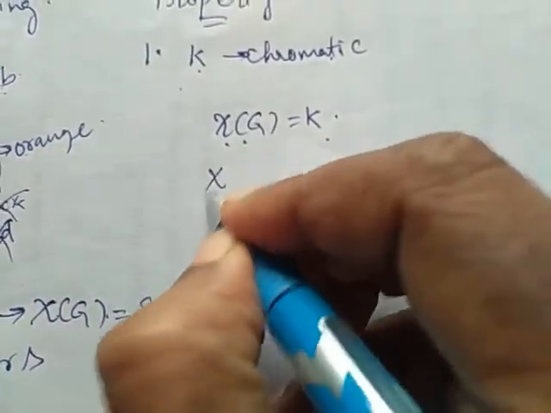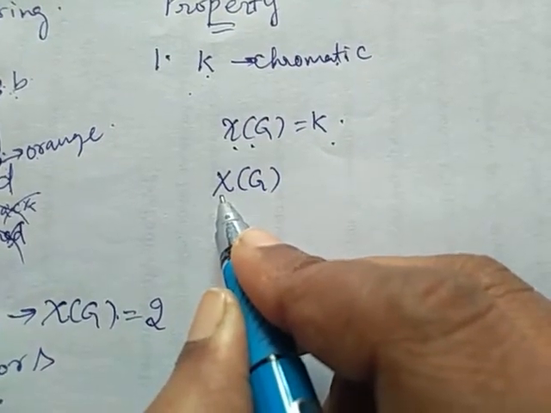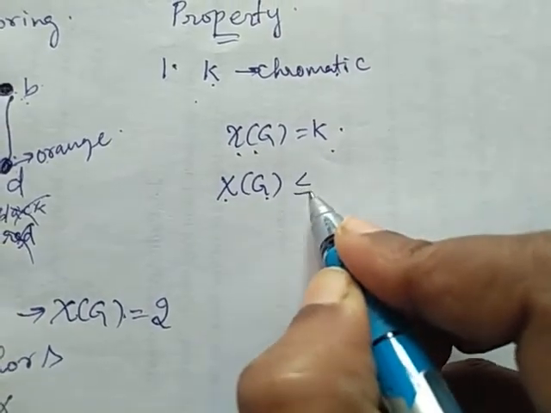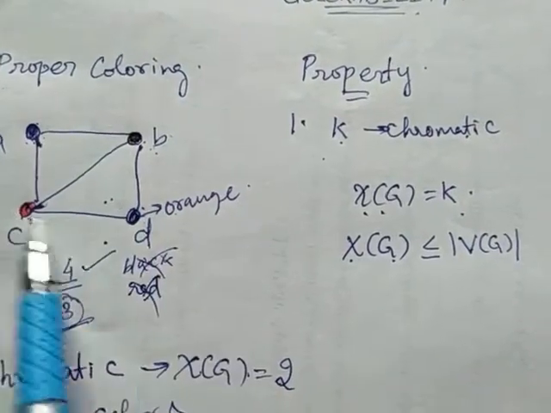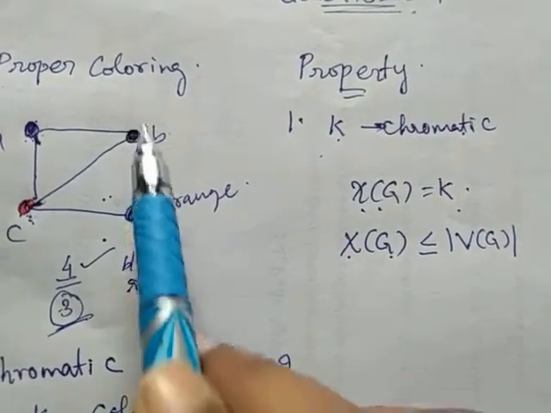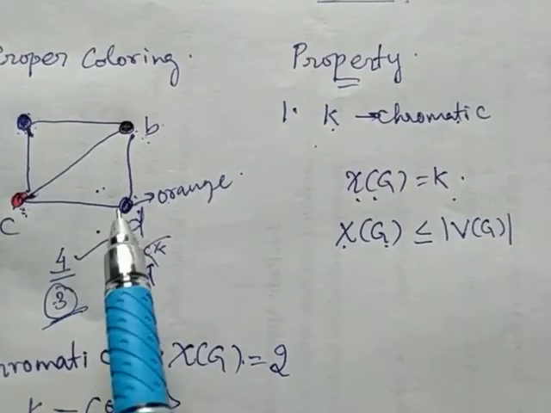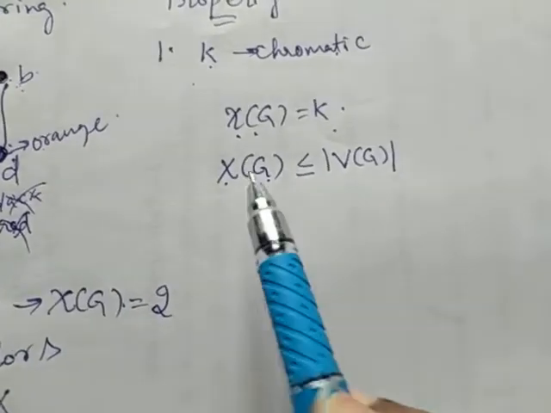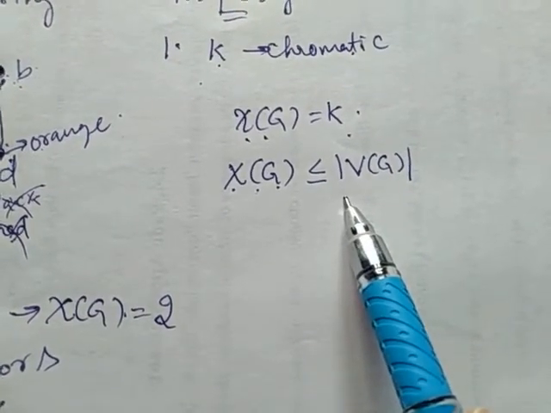Also, the chromatic number of a graph should be less than or equal to the number of vertices in a graph. See, for this graph, we are having 4 vertices. If we use colors to color the graph, the maximum number of colors we can take is 4 itself. We cannot take more than 4. Therefore, the chromatic number of a graph should be less than or equal to the number of vertices in a graph.